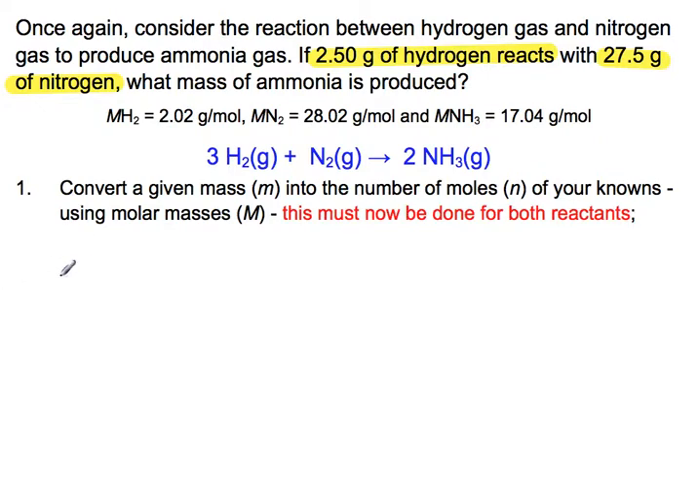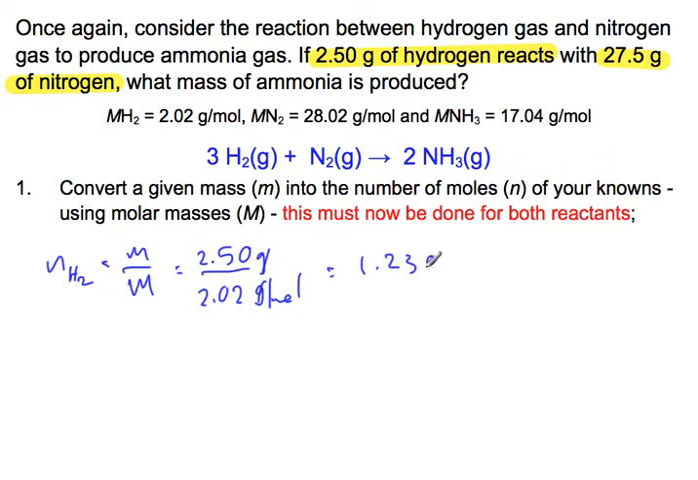Number of moles of hydrogen. Well, mass divided by molar mass. The mass of hydrogen as given is 2.50 grams. The molar mass of hydrogen is 2.02 grams per mole. Again, you need to get that from the periodic table. And when we do that division, we get 1.238 moles of hydrogen. So there's moles of hydrogen, one reactant.